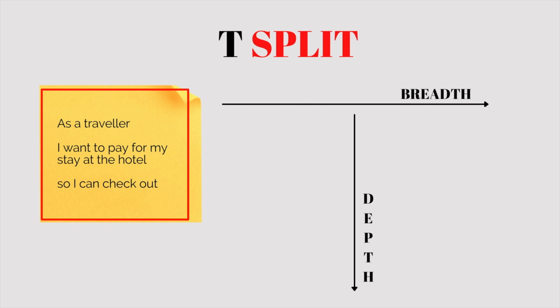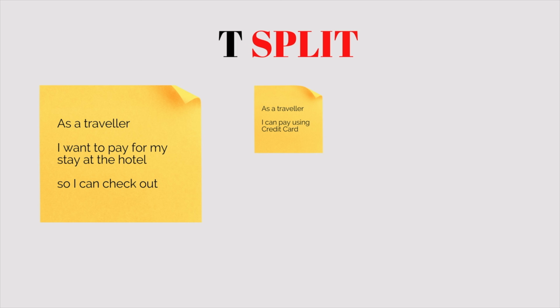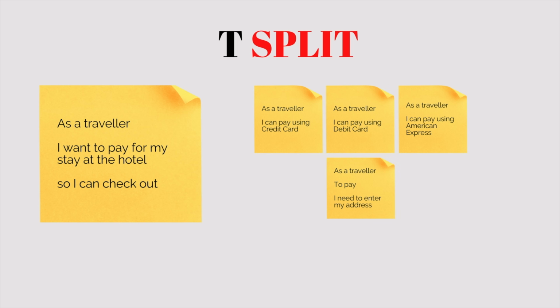For example, if our initial backlog item is, as a traveler, I want to pay for my stay at the hotel so I can check out, breadth-wise analysis will give us 1. I can pay using credit card, 2. I can pay using debit card, and 3. I can pay using American Express. Depth-wise analysis, on the other hand, will give us 1. To pay, I need to enter my address. 2. To pay, I need to enter my card details, and so on.